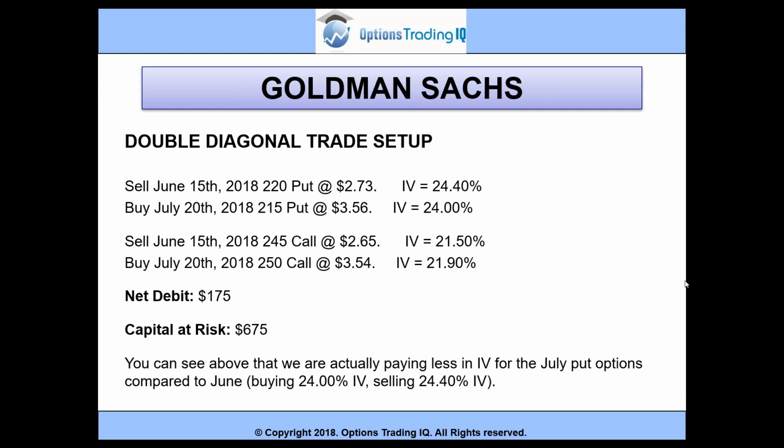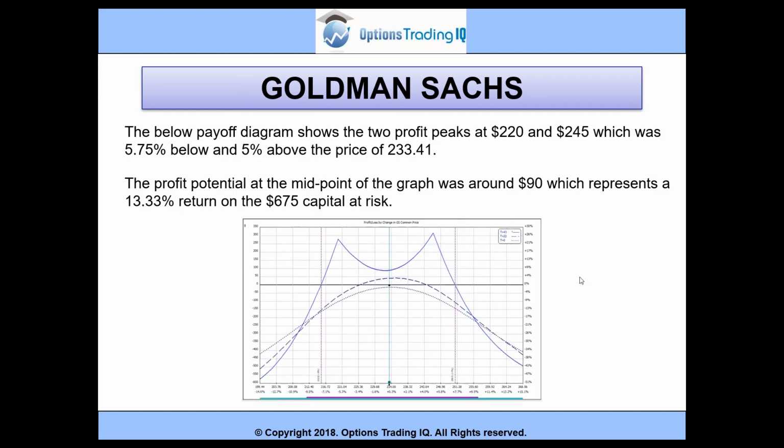You can see above that we're actually paying less in implied volatility for the July put options compared to June. We're buying at 24% IV and selling at 24.40 IV, so it was a good setup. The below payoff diagram shows the two profit peaks at 220 and 245, which was 5.75% below and 5% above price at the time, which was 233.41. The profit potential at the midpoint of the graph was around $90, which represented a 13.33% return on the 675 capital at risk.